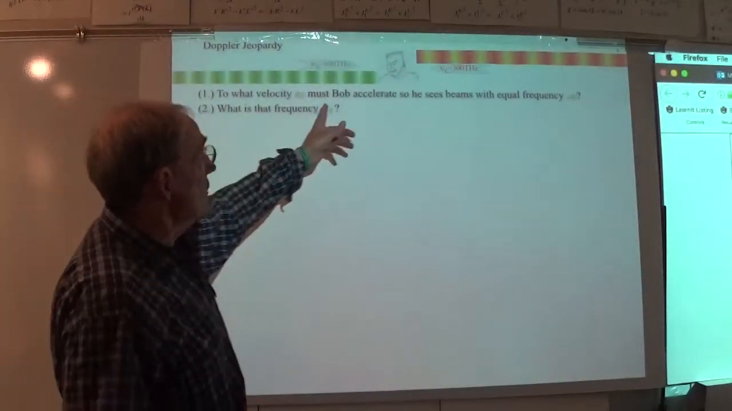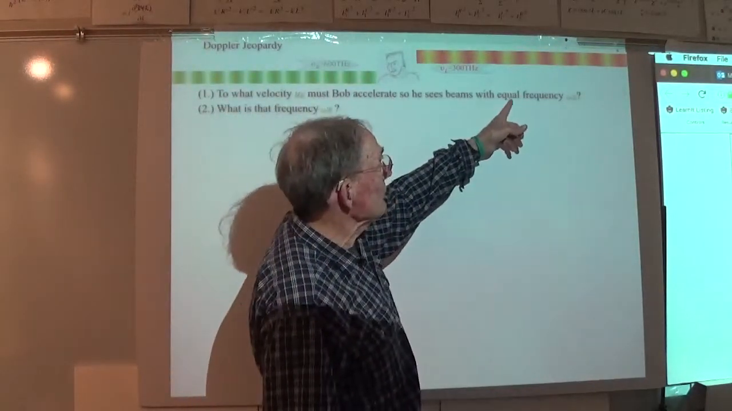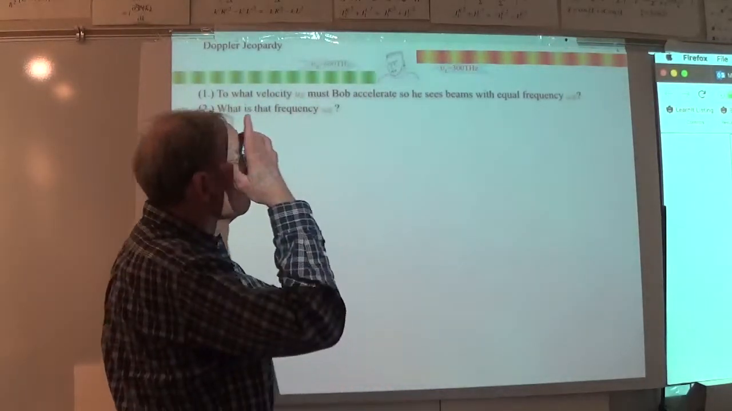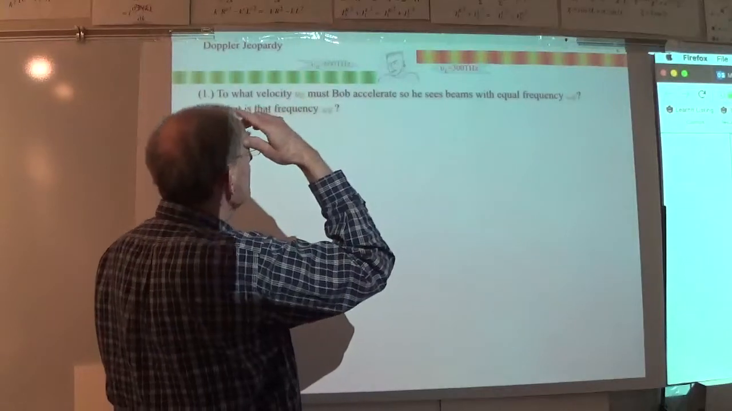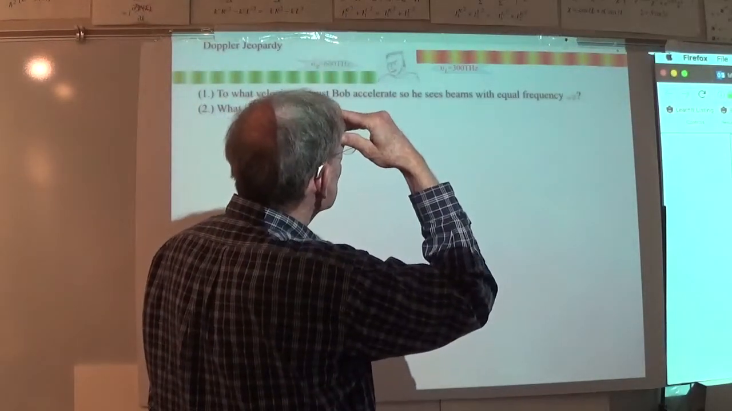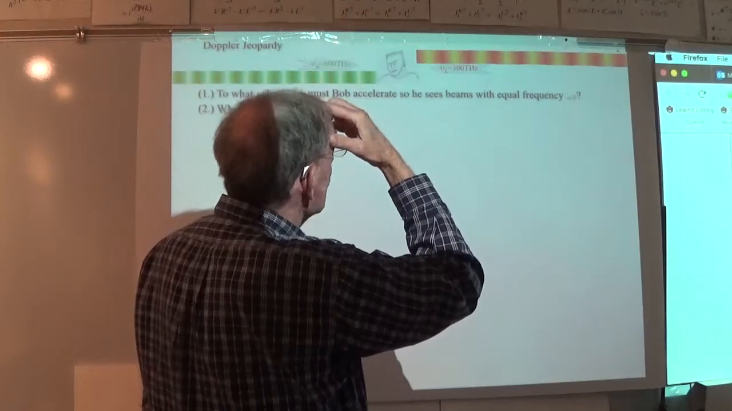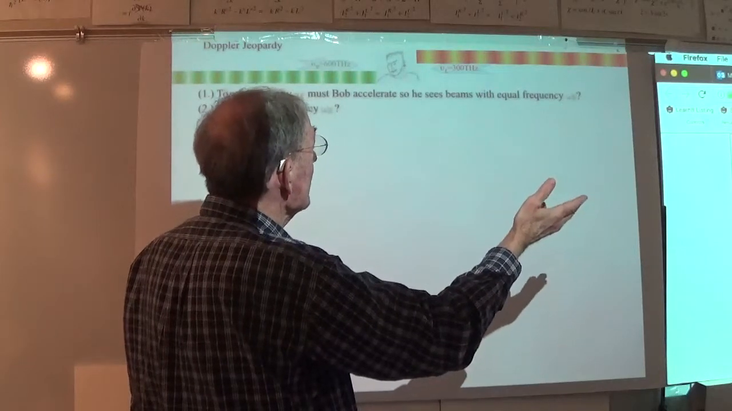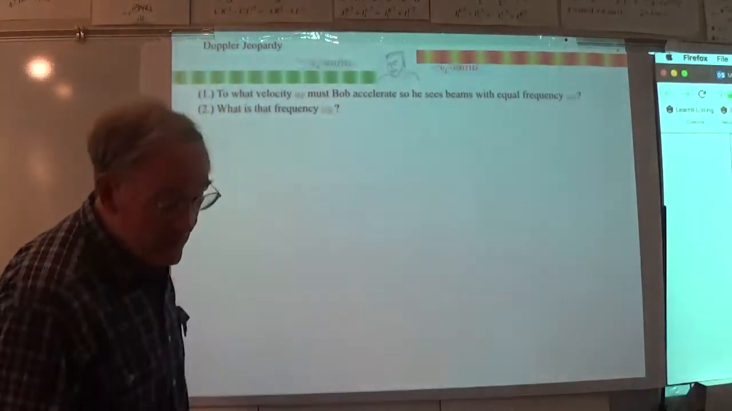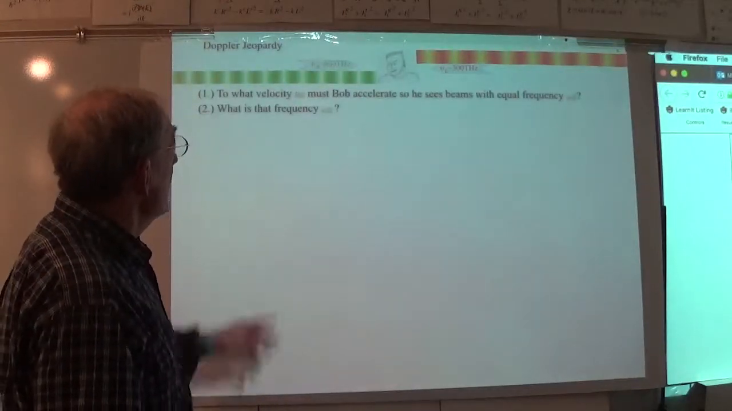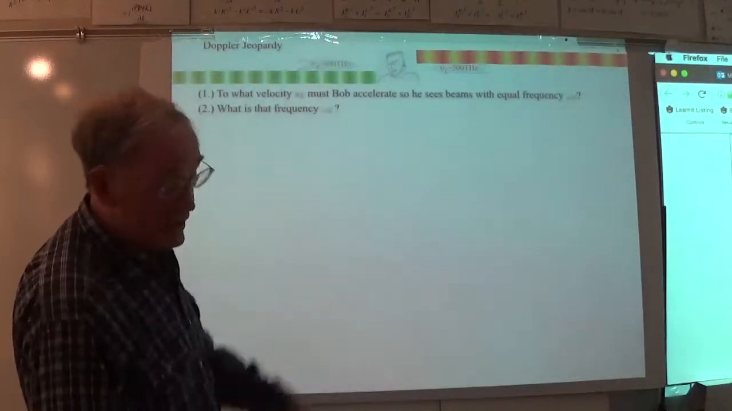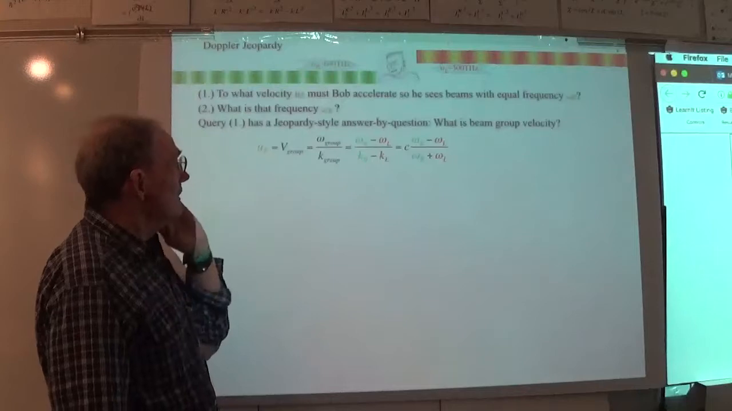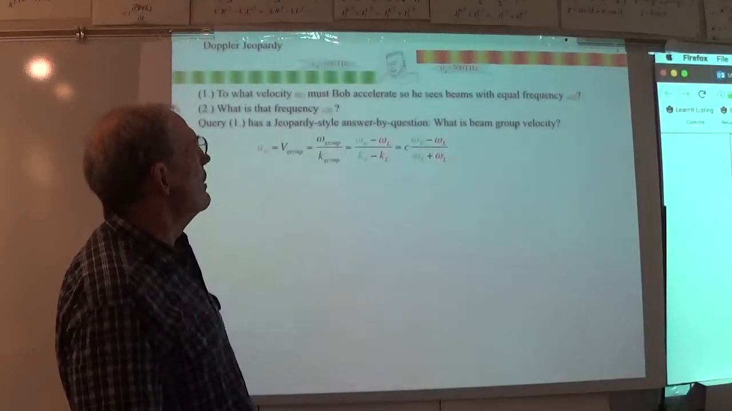The question is, what velocity must Bob accelerate to so he sees beams with equal frequency? He's seeing a 600 this way and a 300 this way, okay? Now if he had seen a 1200 versus a 300, we know the answer is 3/5 c, 0.6. This is a little slower, but what? This is playing the whole movie backwards. Okay, and what is that frequency when he does get them so they have the same color? Okay, and I say this has a Jeopardy style. This is double Jeopardy. Okay, this is Doppler Jeopardy.